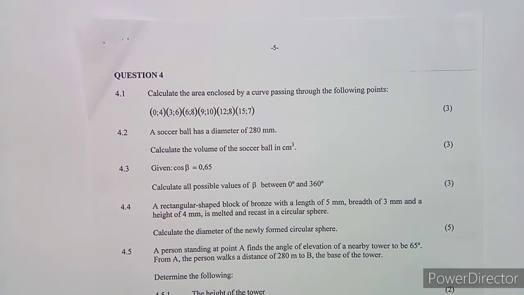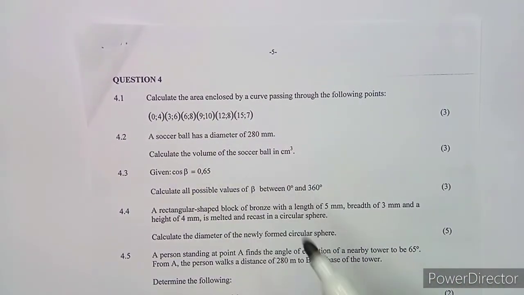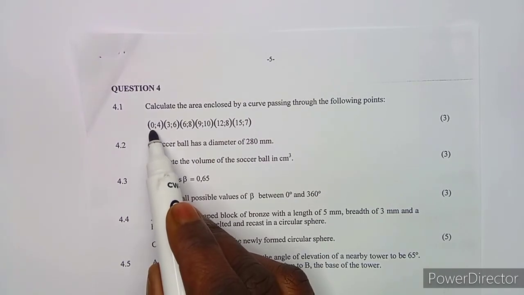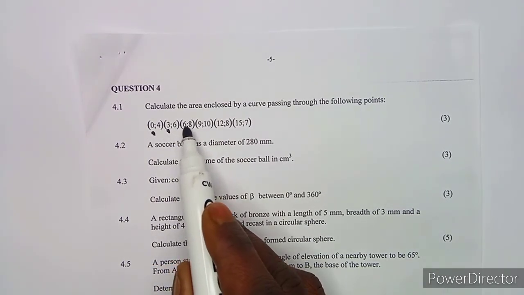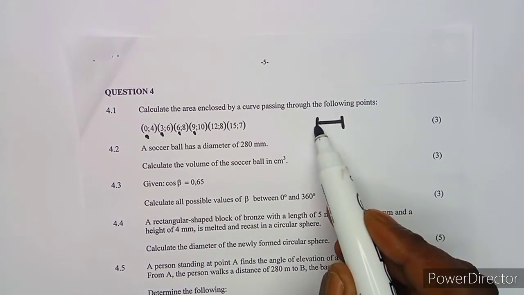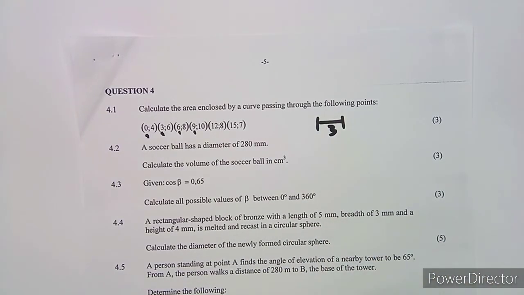Then the other question, which is actually question 4: calculate the area enclosed by the curve passing through the following points. Okay, so this one is direct, guys. Remember that the values of x, this one 0, 3, 6, 9, they give you an interval. That's 3 minus 0, which is 3. So there's an interval of 3.